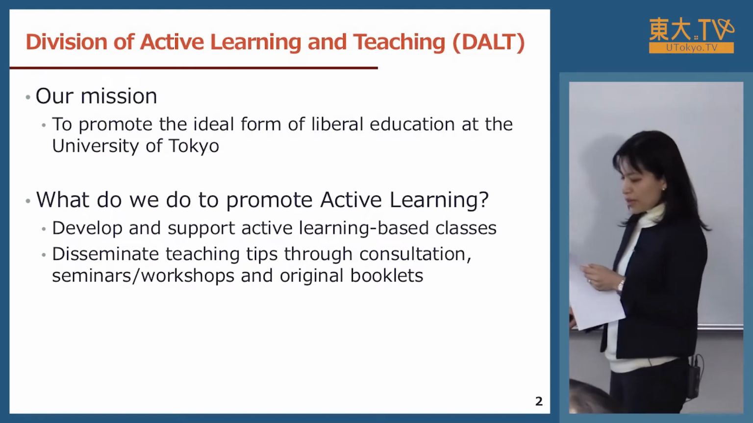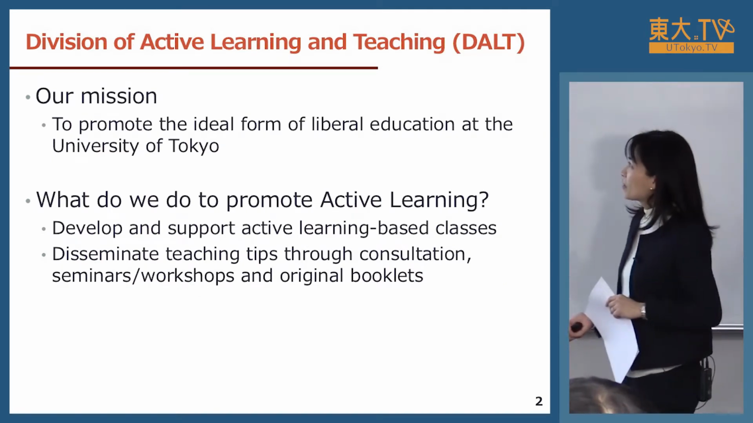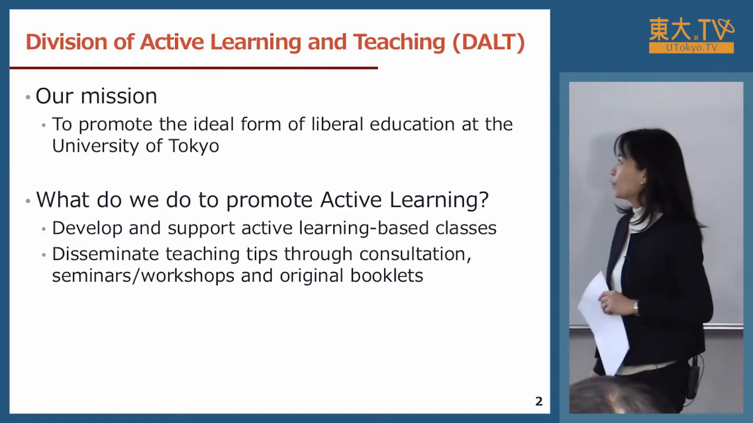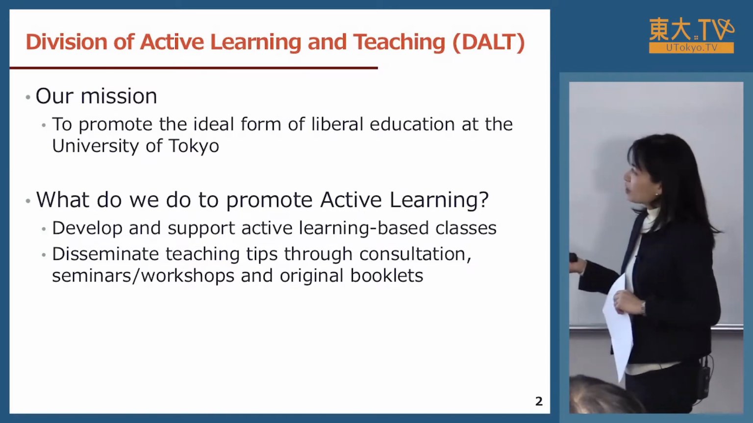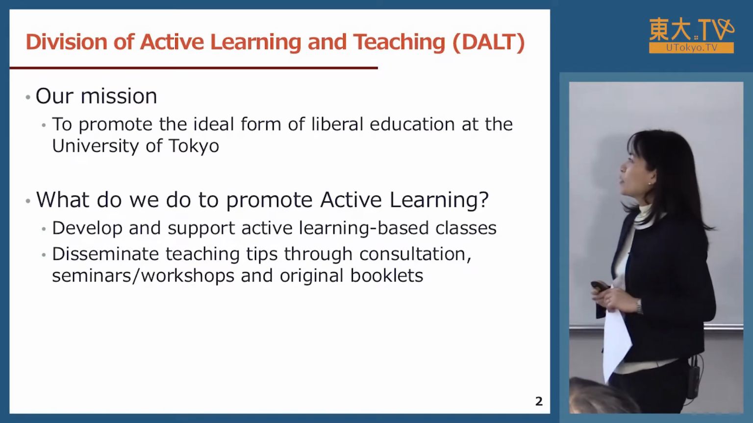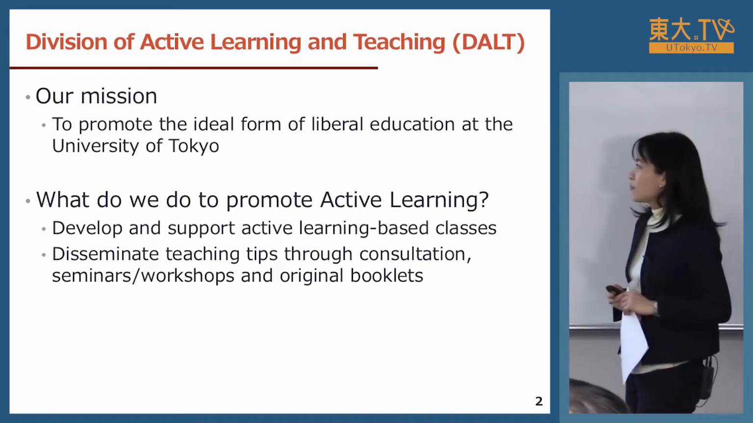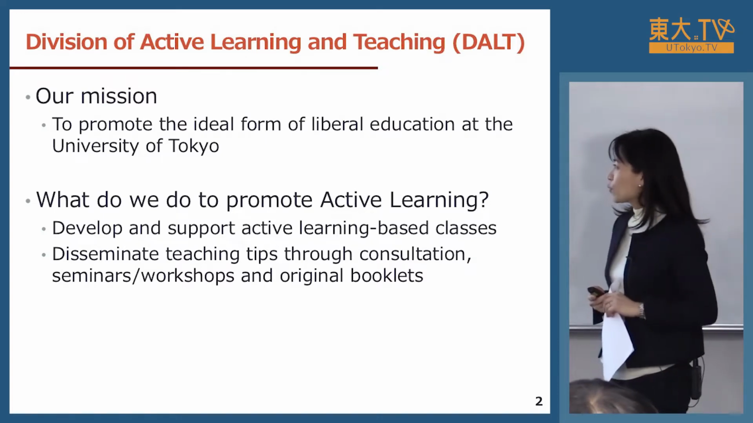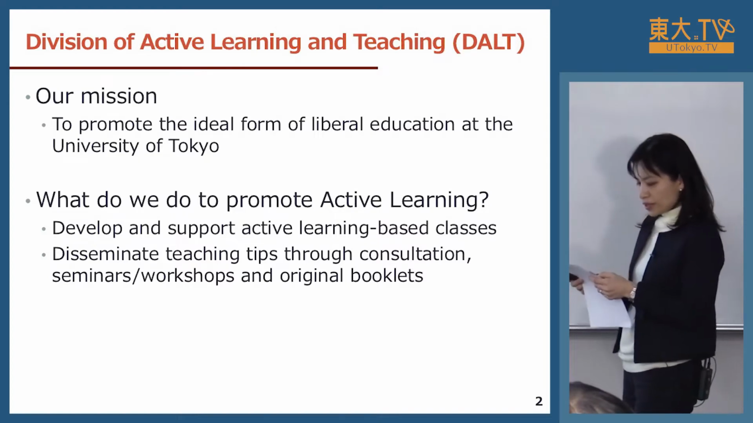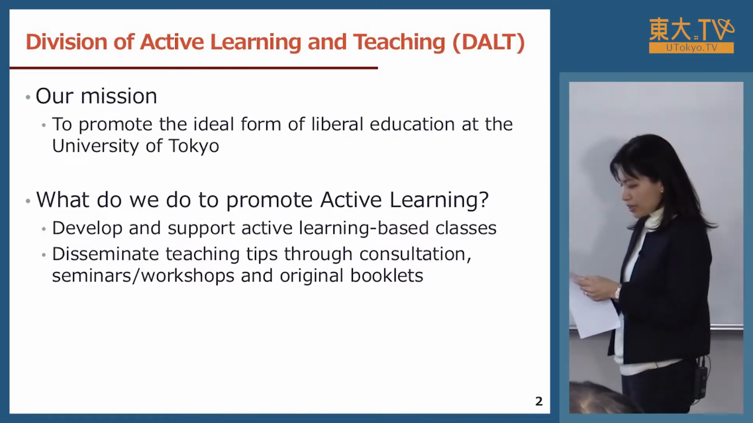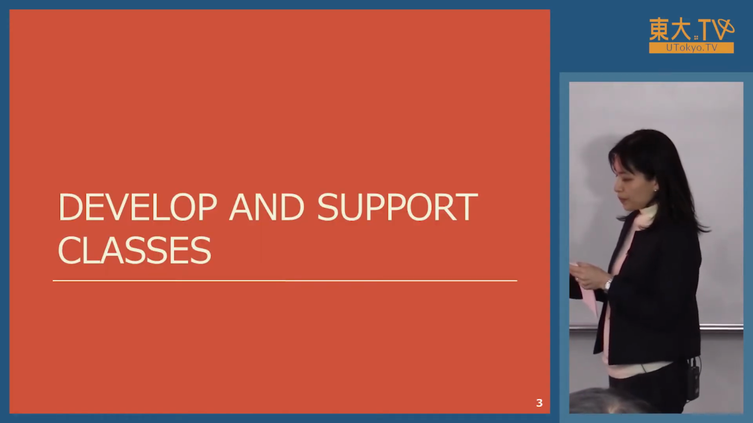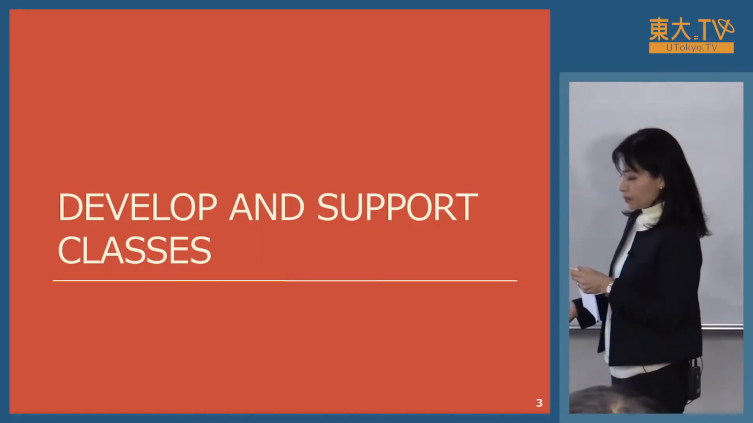So our division's main mission is to promote the ideal form of liberal education at the University of Tokyo. And what do we do to promote active learning? Two points. We develop and support active learning-based classes, and we disseminate teaching tips through consultation, seminars, workshops, and original booklets. So let me explain in detail how we support classes and develop classes.